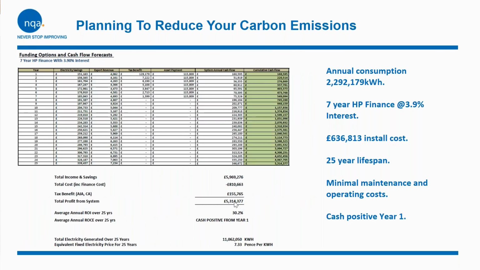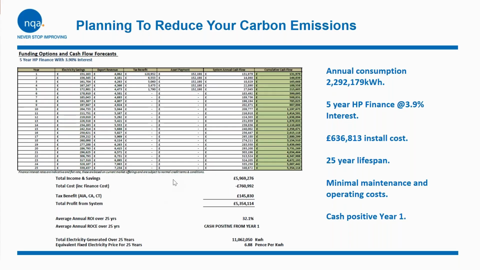So looking here, we're just looking at our payback time. This is looking at an annual consumption of just over 2 million kilowatt hours. This is a 7-year HP finance. They've looked at the install cost. These have a 25-year lifespan, minimal maintenance and operating cost, and are cash positive after year 1. It's just looking at the pure calculations of it all.